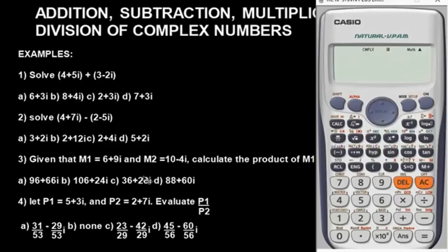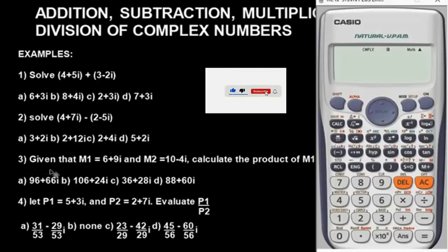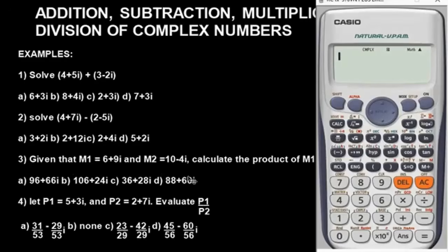So let's go into the multiplication aspect of this topic, which is example 3 we are going to solve now. It says given that m1 equals 6 plus 9i and m2 equals 10 minus 4i, calculate the product of m1 and m2. Let's solve this problem together now. This is how you represent it in the calculator. You open brackets, so there we have 6 plus 9i, you close the bracket, you open another bracket.